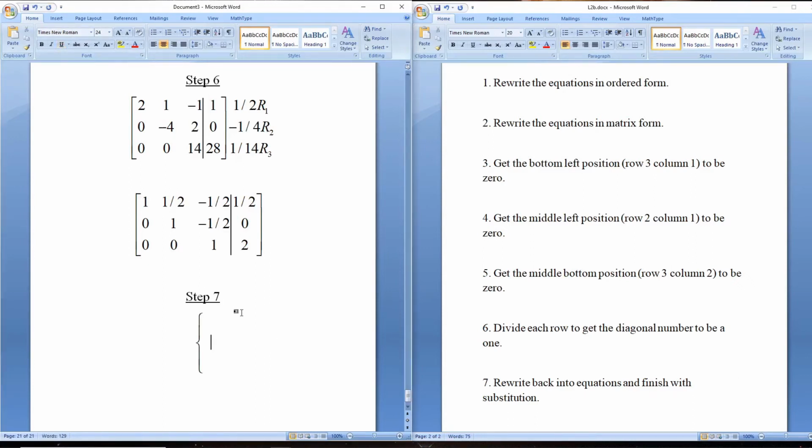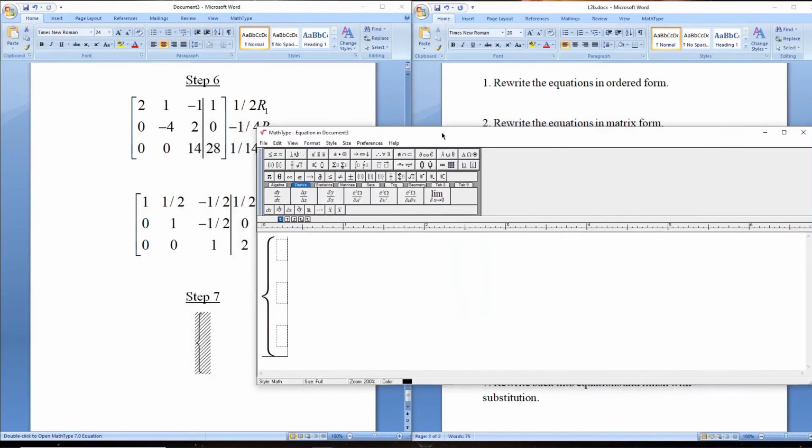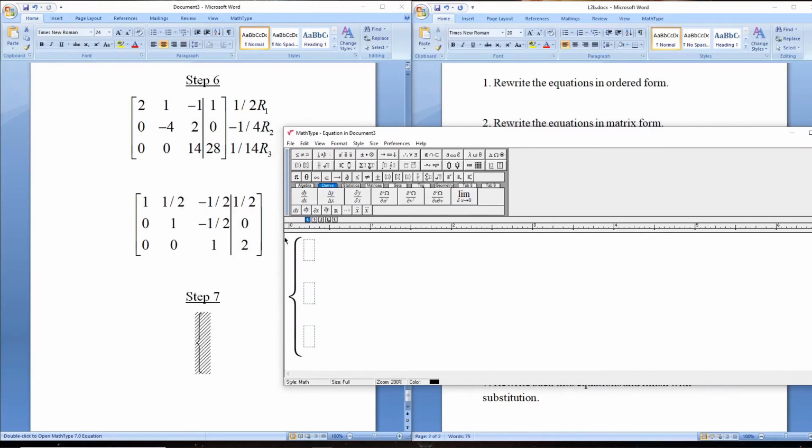Let's take our matrix that we have right up here, and we're going to write this now back into the equations. So we see that there's a coefficient of 1 for x plus a half for y, and then a minus 1/2 for z. And all this has to equal a half. So that's taking the first row and writing it back as an equation.